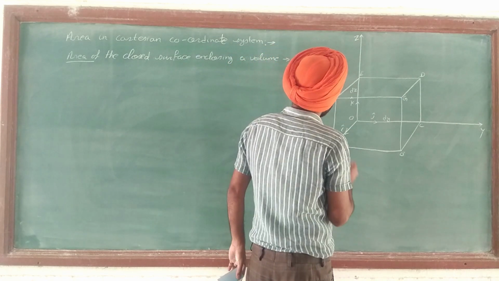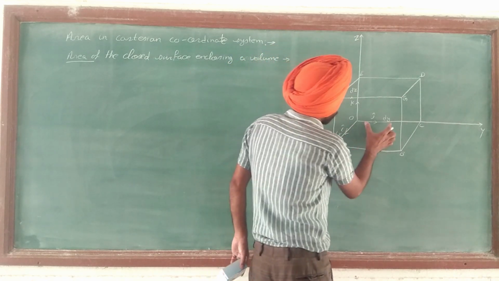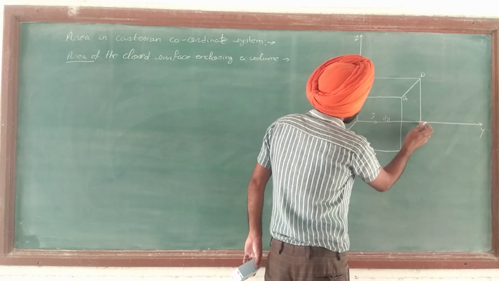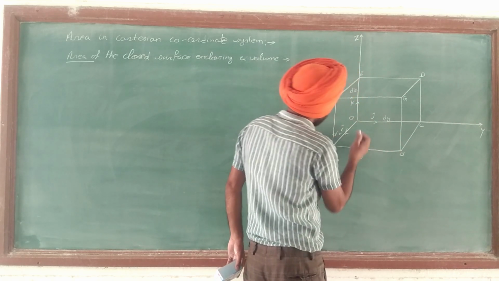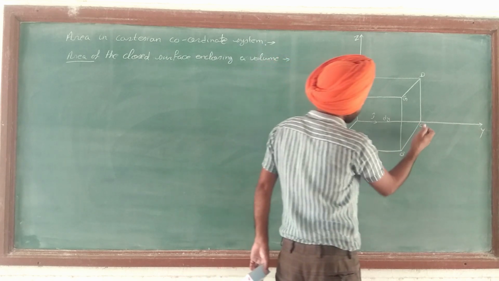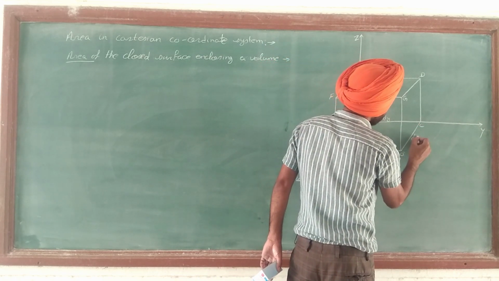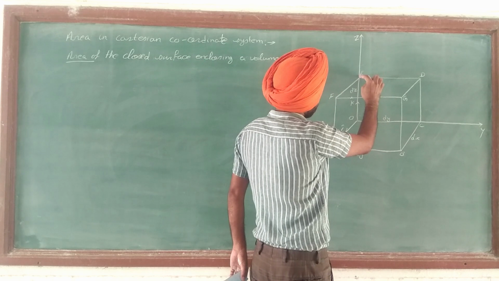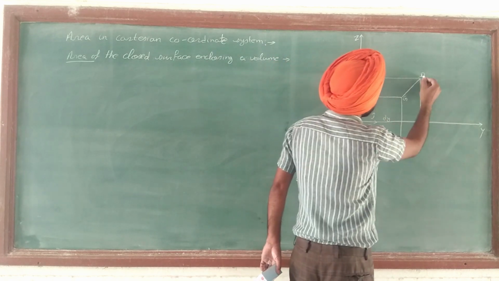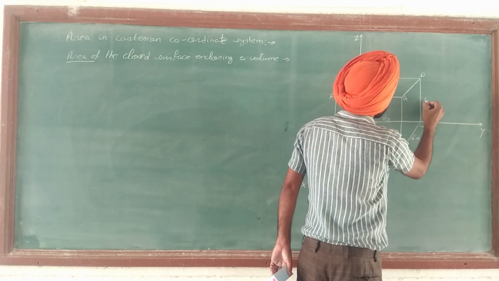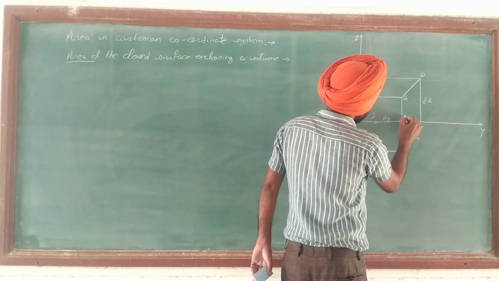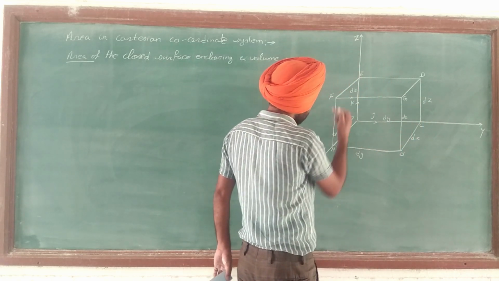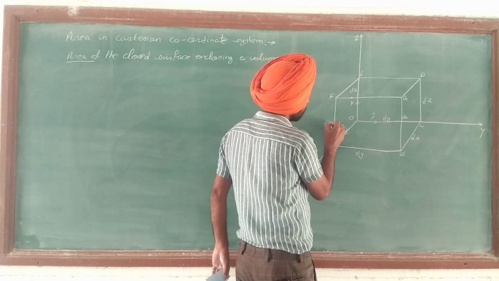Okay. So now, from the diagram, if OC is dy, then AB is also dy. If OA is dx, then BC is also dx. If OE is dz, then CD is also dz. GB is also dz, and this FA is also dz.